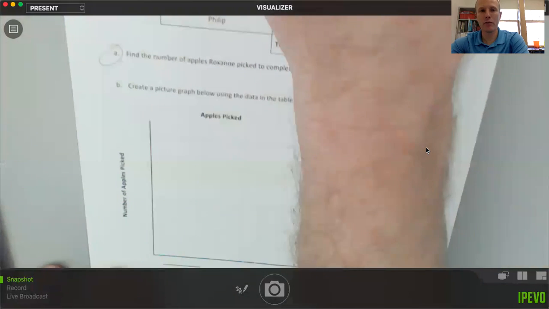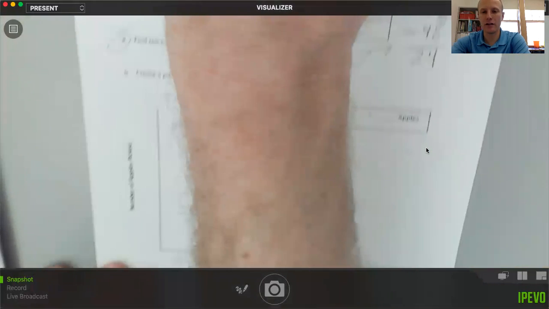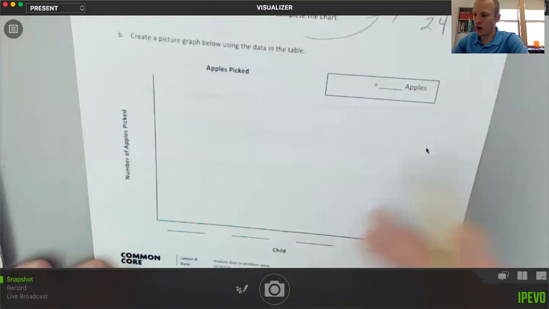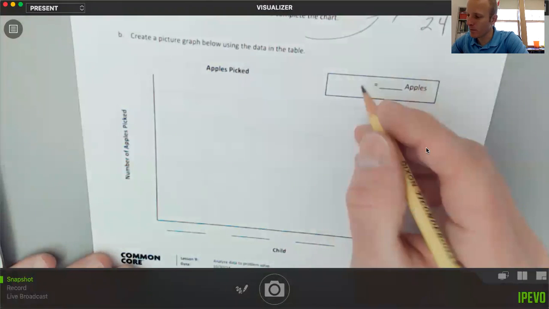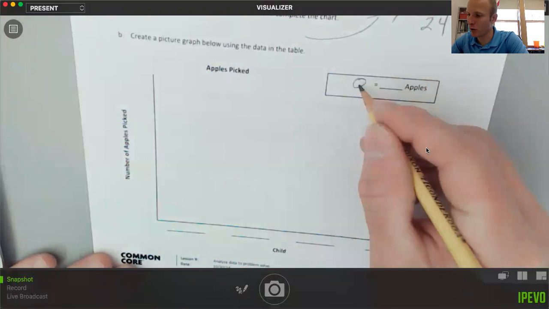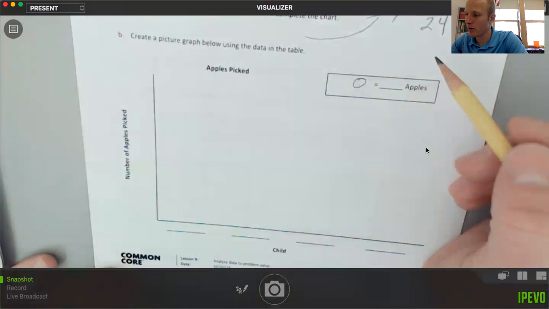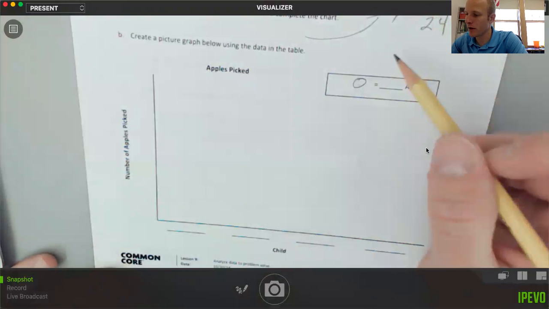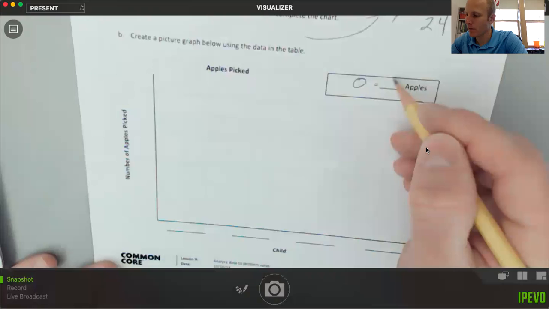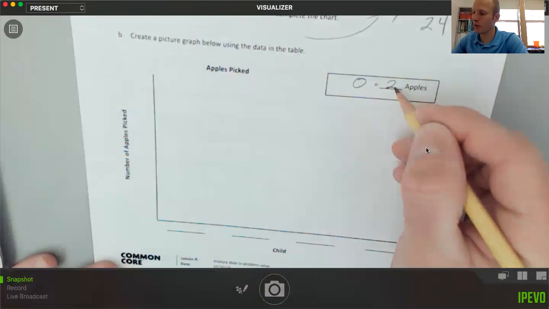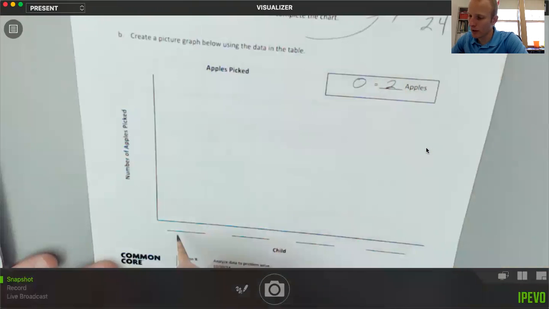Now it says complete the picture graph below using data in the table. So I'm just going to put one circle equals, I don't know, let's say, we'll do 2 apples. That'll work. So we have Stuart, Roxanne, Trisha, and Philip.